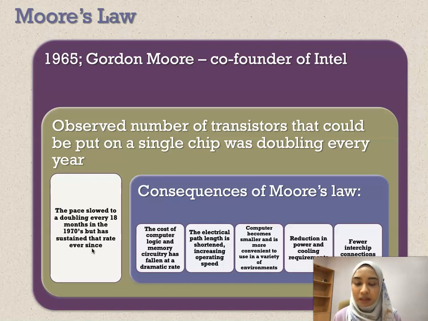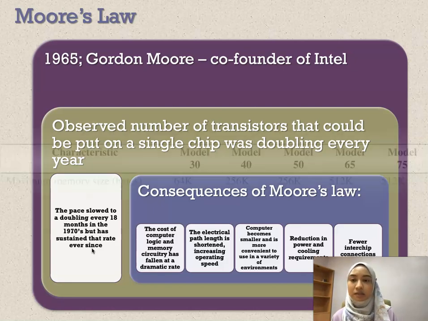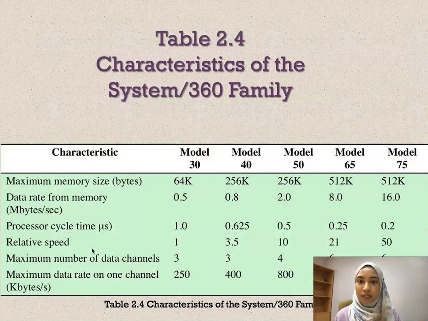So the electrical path length is shortened, increasing the operating speed, and also computers become smaller and more convenient to use in a variety of environments. It becomes portable. Because Gordon Moore said you get to put more transistors, it means that it's going to be a better computer over time, right? And then there is a reduction in power and also cooling requirements because it has a smaller area, and then fewer interchip connections. Okay, so I'm going to cut it over here and continue in part number 2.